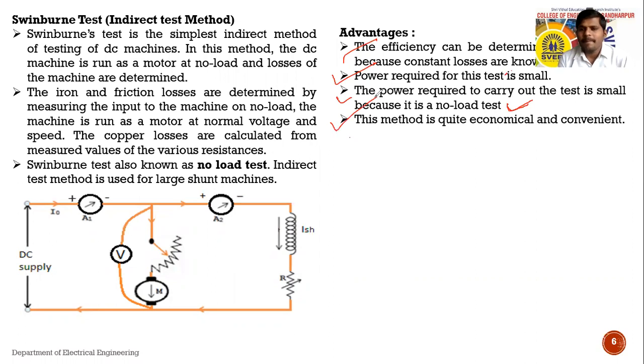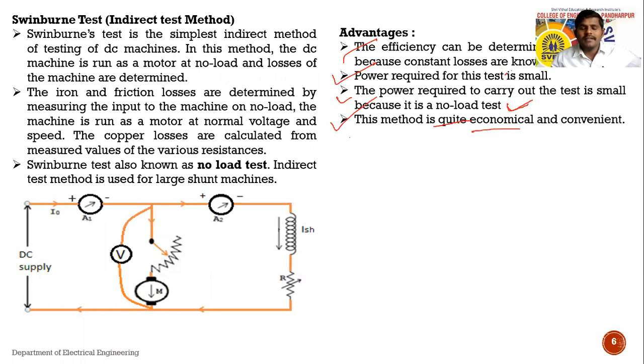ही जी काय method आहे, so this method is economical and also it is convenient. This method is quite economical because the power requirement for performing this test is small. Also this method is convenient for small as well as big size of machine or large size of motor. Large size च्या motor साठी पण काय आहे, convenient आहे. Okay, so these are the advantages and disadvantages.